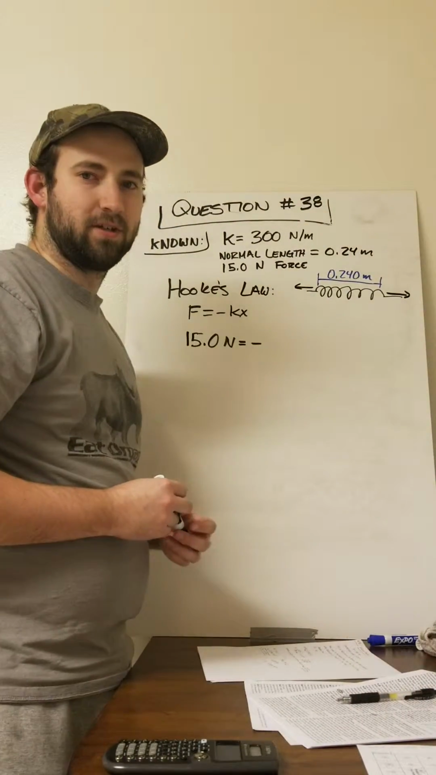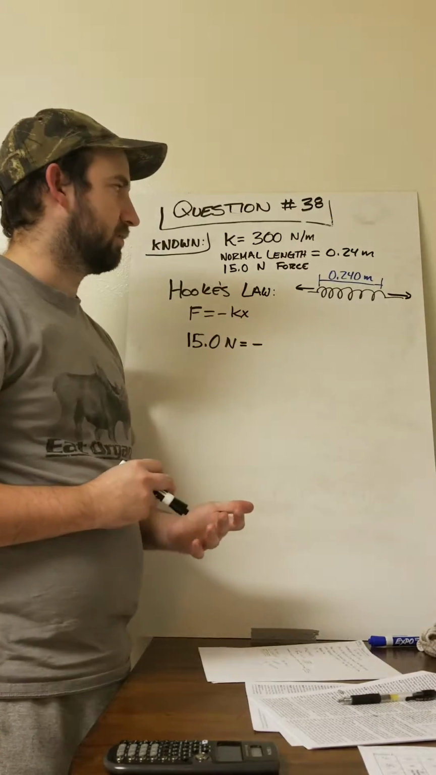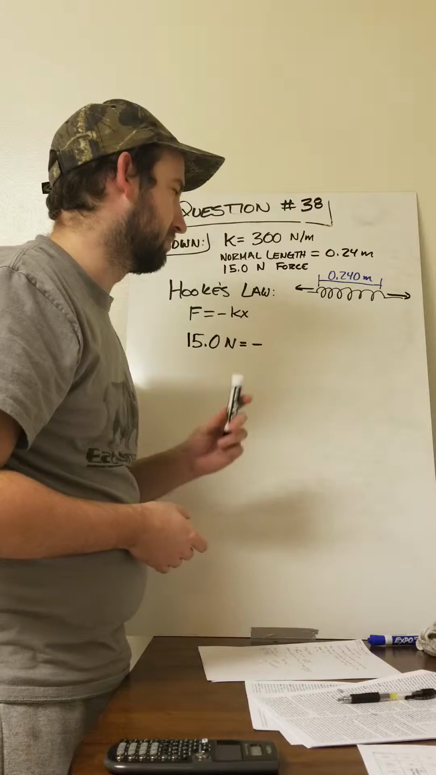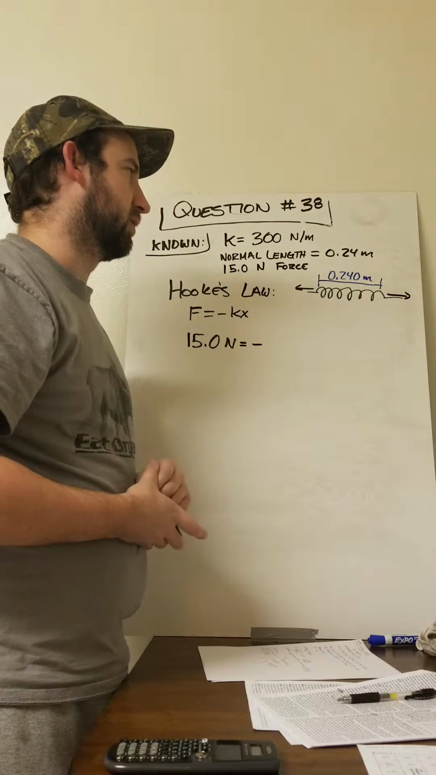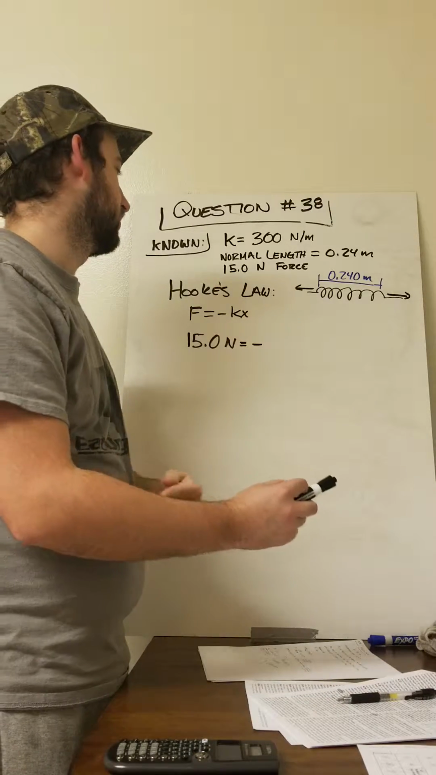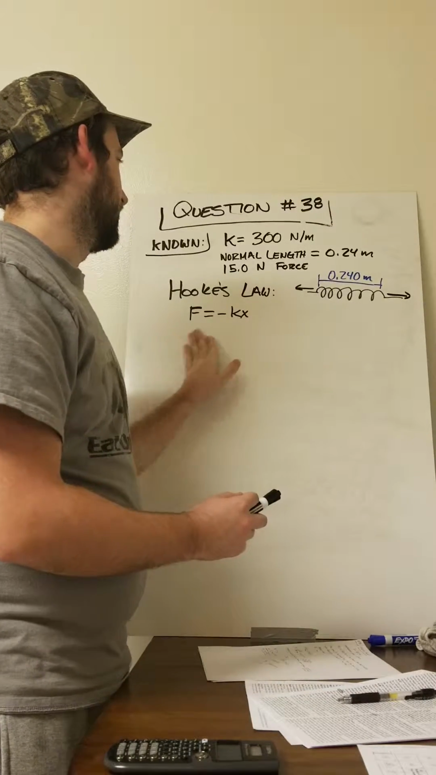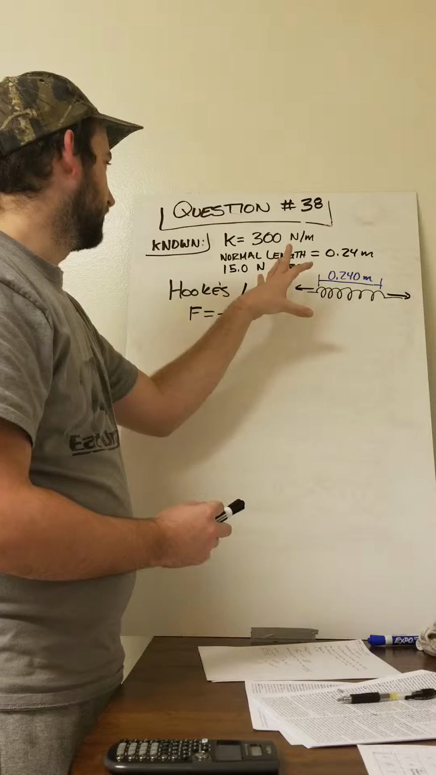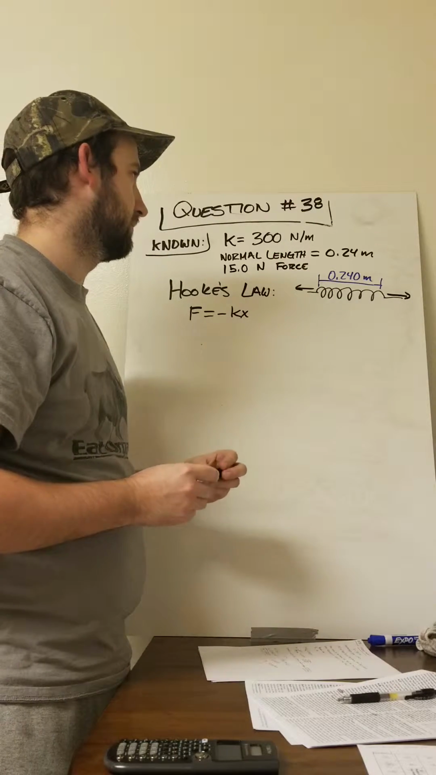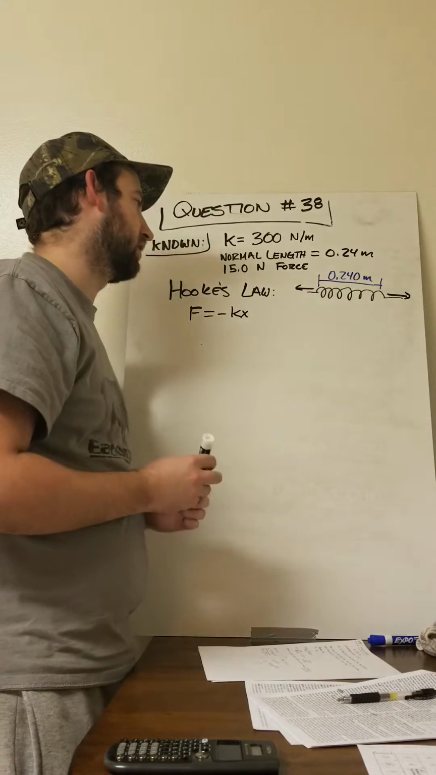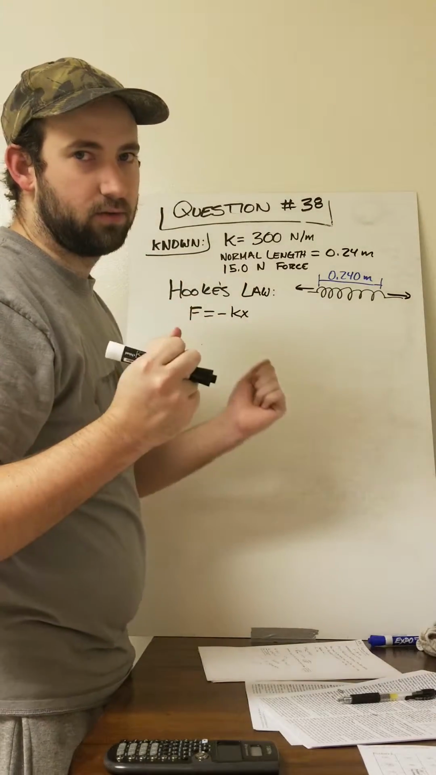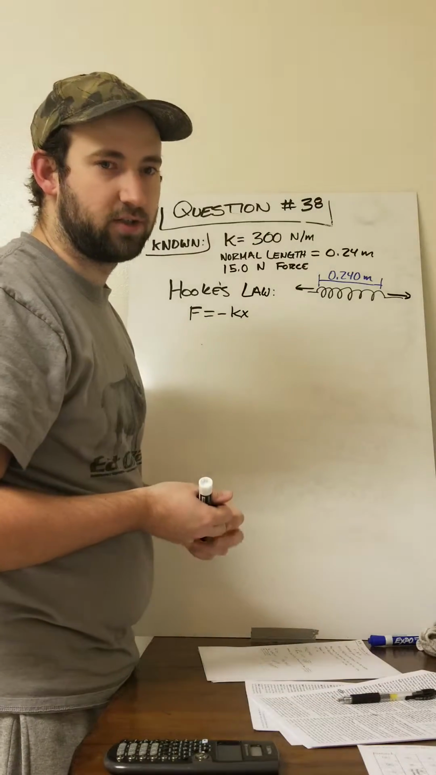Hi everyone, I'm going to be going over question 38 of the bingo problems, and this problem has to deal with a spring that is 0.24 meters long that's being stretched by 15 newtons on both sides, and the spring constant is 300. So using Hooke's law, we'll be able to find out, first of all, how much this spring is stretched.